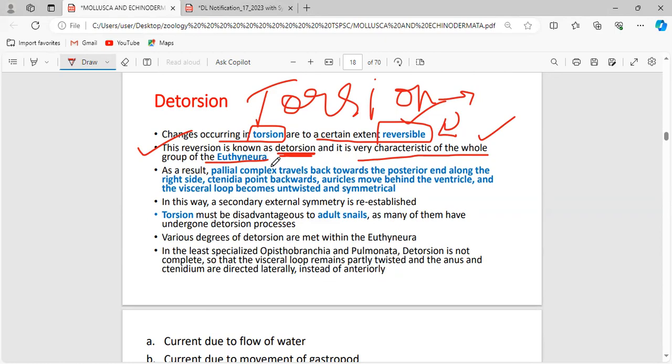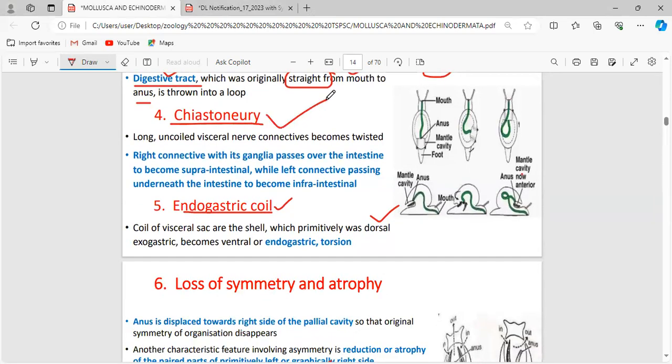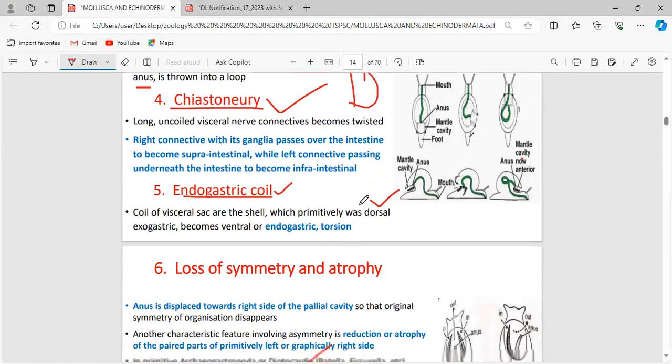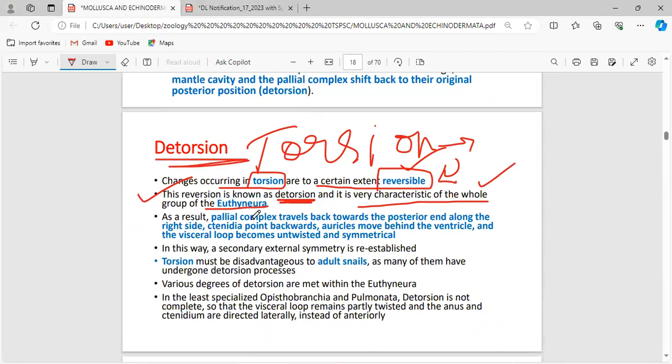Okay, and this Euthyneura is opposite to Chiastoneura. Initially the nervous system is also long, and later after torsion it becomes twisted. And after torsion, that is, detorsion, again the nervous system will be straight, back to its original position, which is said to be the Euthyneura.